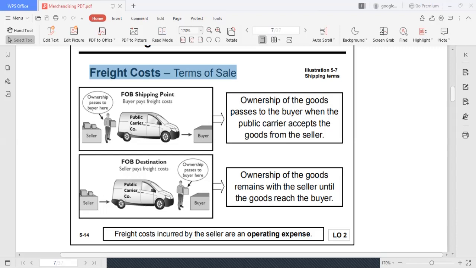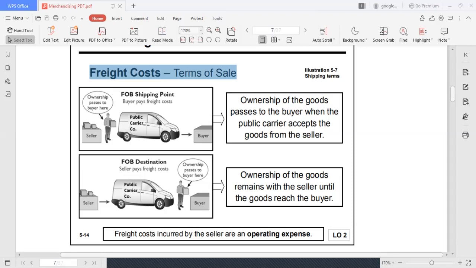In the case of FOB shipping point, the ownership passes to buyer at this point. Ibig sabihin, upon shipment, nagkakaroon na ng transfer of ownership. The ownership of the goods passes to the buyer when the public carrier accepts the goods from the seller. So dahil nagkaroon na ng transfer of ownership at this point, the buyer will now pay the freight charges.